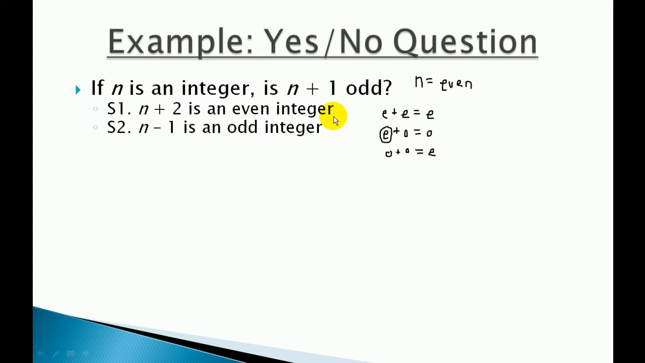Now statement 1 tells us n plus 2 is an even number, or an even integer, rather. So what that's really telling us is that n itself must be even, because you're adding an even number 2 to n and winding up with an even integer. So if n itself is an even number, then n plus 1 will be odd, and you're able to say yes, n plus 1 is odd, and statement 1 is going to be sufficient. Therefore, the correct answer choice is going to be A or D.